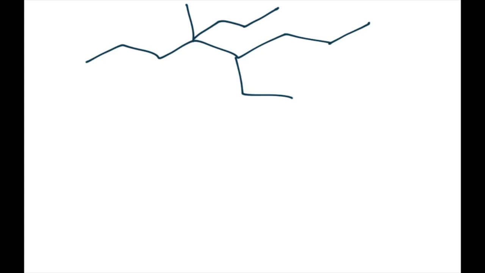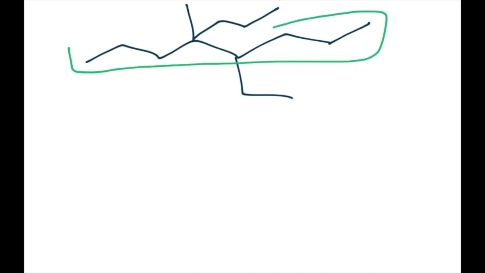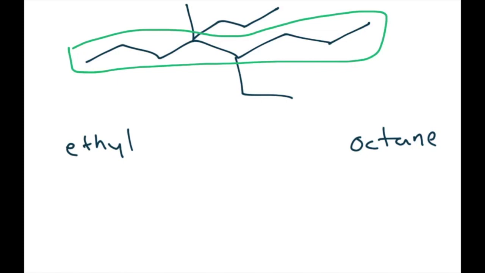Octane. I will take it. So we're going to do this octane. And then, what are my substituents? Yeah, so it's going to be ethyl first, then methyl, then we're going to squeeze propyl in here.